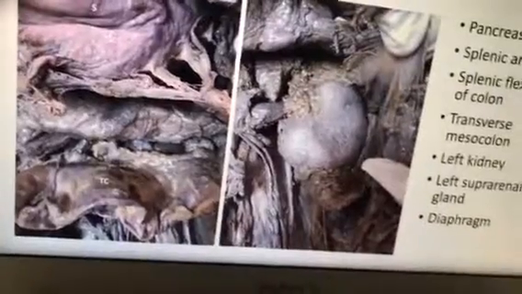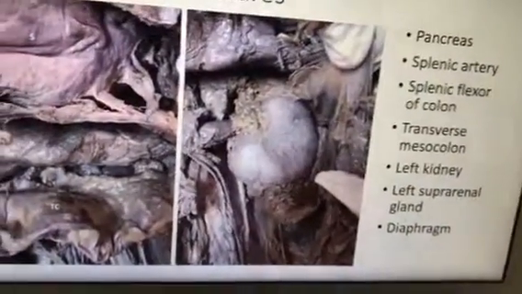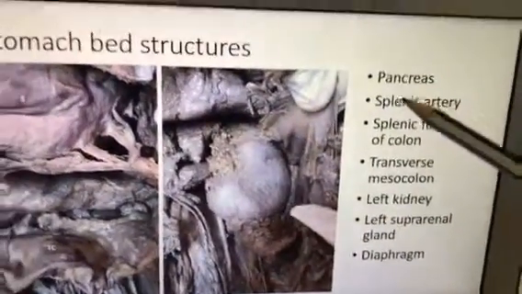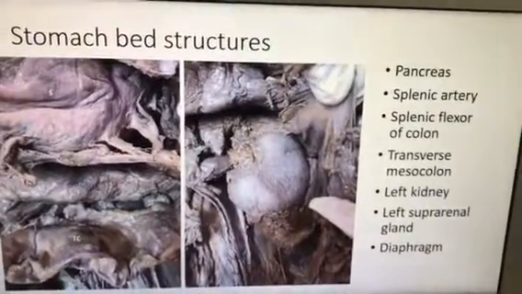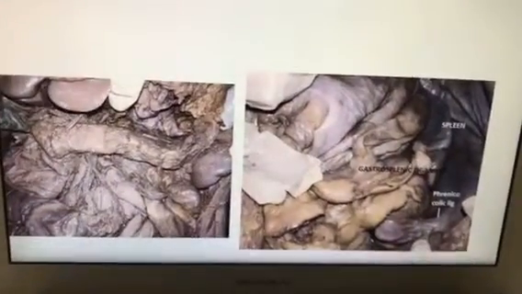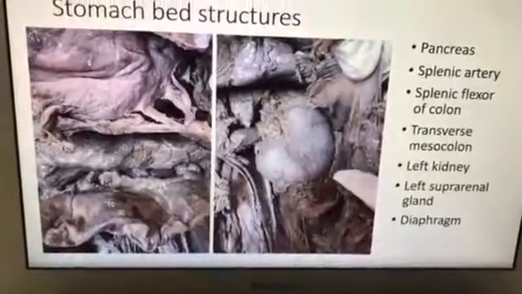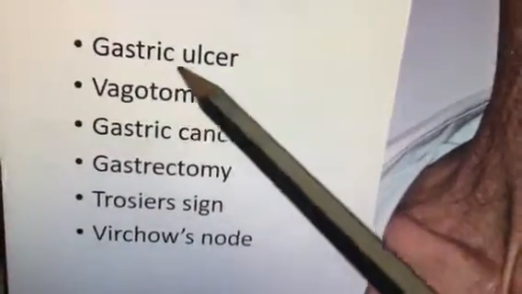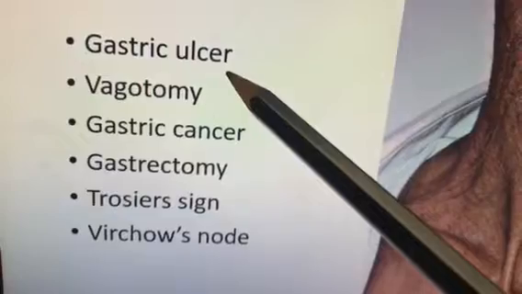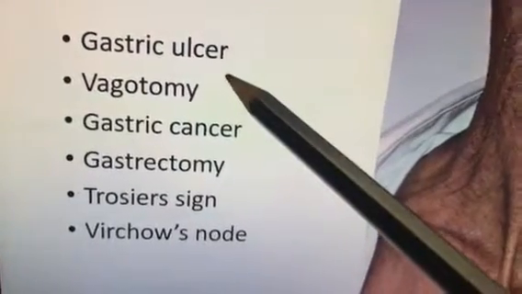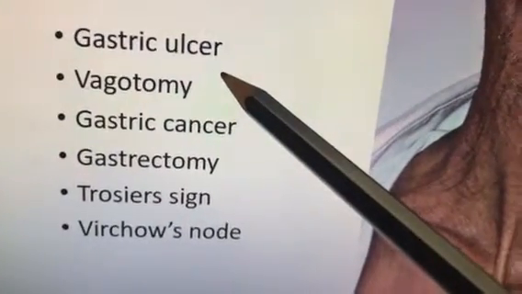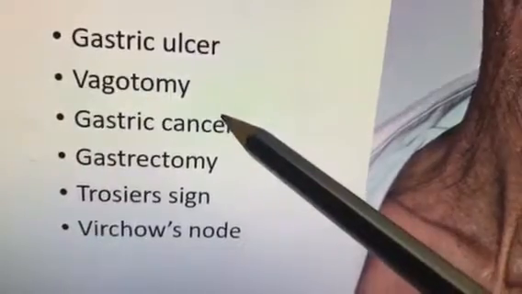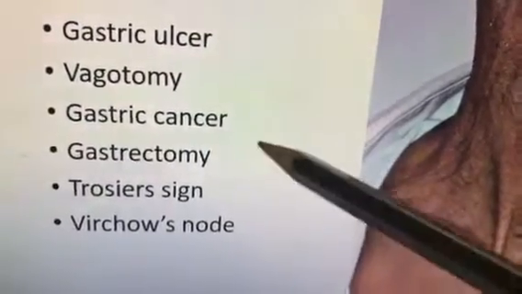So that's all about these structures: kidney, suprarenal, stomach bed structures I have enumerated, and then here we have seen the gastrosplenic ligament. Now it's time for you to write the applied. So gastric ulcer, and nerve supply I forgot to tell, I will tell you here. Gastric ulcer, if there is any ulceration, it may perforate. If it perforates along the posterior wall, the stomach material will be spilled into the retroperitoneal space.